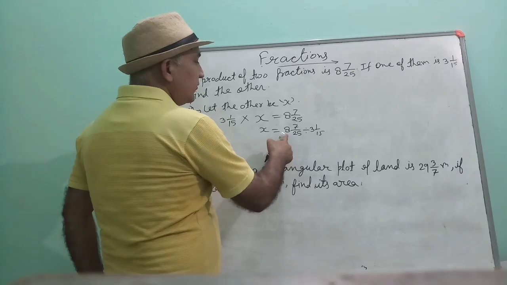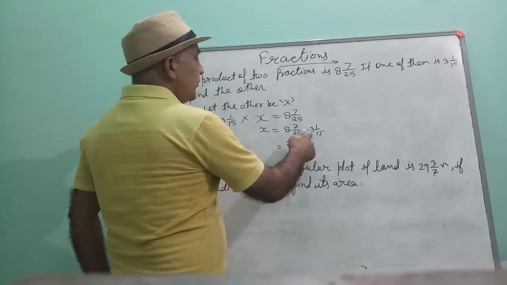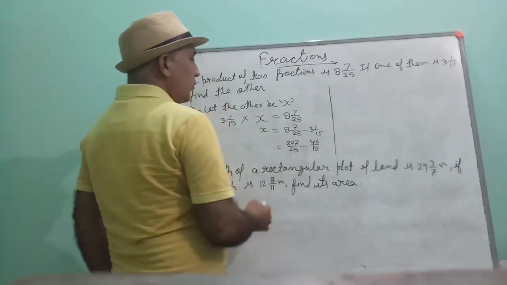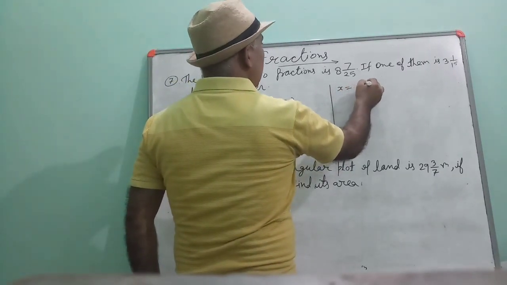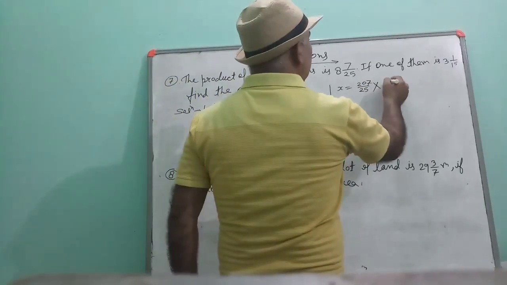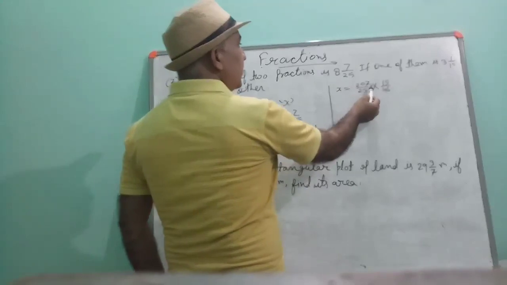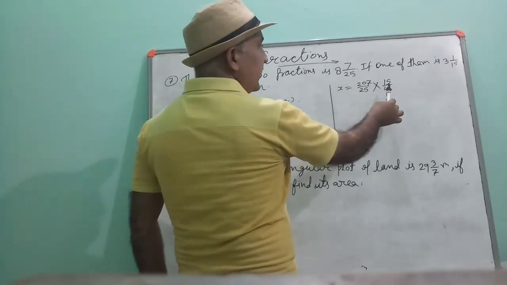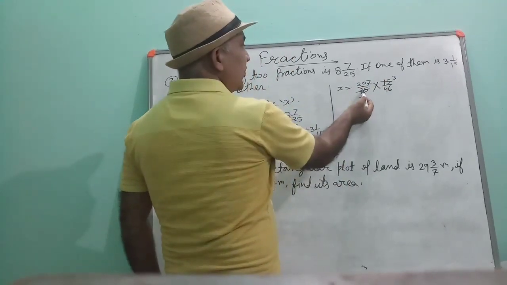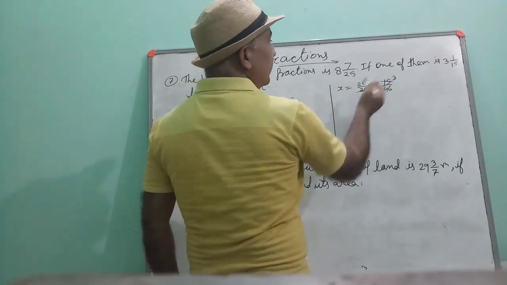25 into 8, 200 plus 7, 207 upon 25 divided by 15 into 3, 45 plus 1, 46 upon 15. Now x is equal to 207 upon 25 into 15 upon 46, because when division is changed into multiplication, the right hand side number's reciprocal will be written. Now you can see 15 and 25 both are divisible by 5. When 25 is divided by 5, 5 is the answer. When 15 is divided by 5, 3 will be the answer.